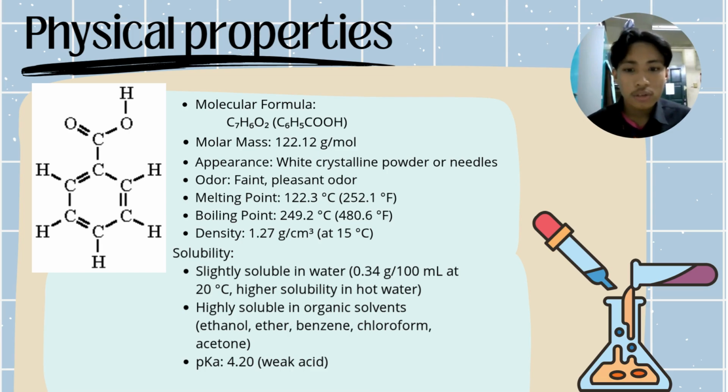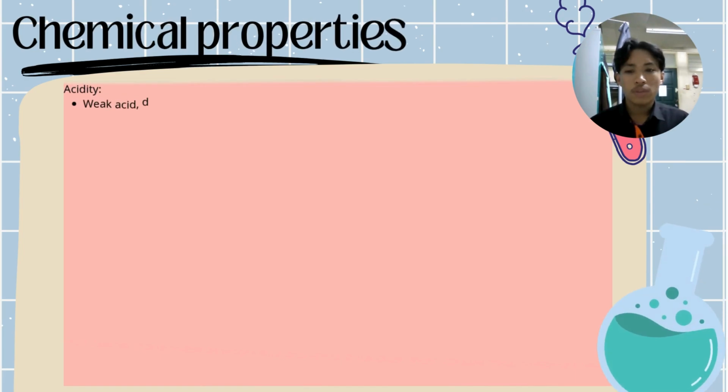Benzoic acid is slightly soluble in water. It is also highly soluble in organic solvents, for example ethanol, ether, benzene, chloroform, and acetone. And lastly, benzoic acid is a weak acid. Now, we'll move on to chemical properties of benzoic acid.